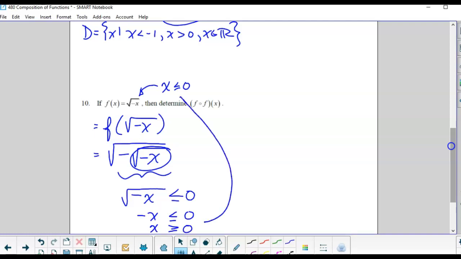Well, where do these overlap? Only at 0. So this is only defined for one value of 0. So that's kind of a tricky one. Okay, so that's it. Lots of composition. You'll end up going through composition again in Math 30, which is good because it's a tough one, but this is a good start to it.